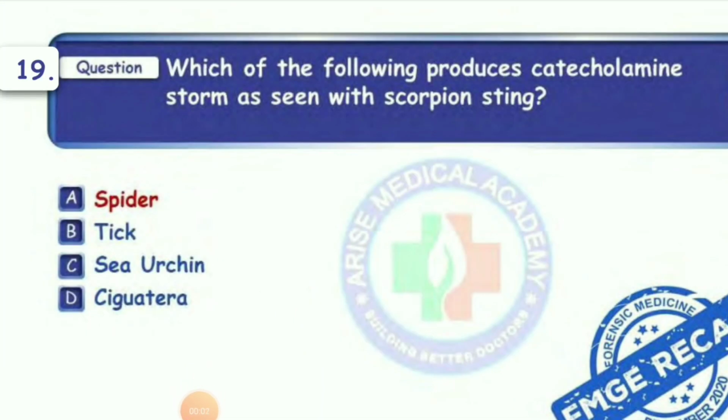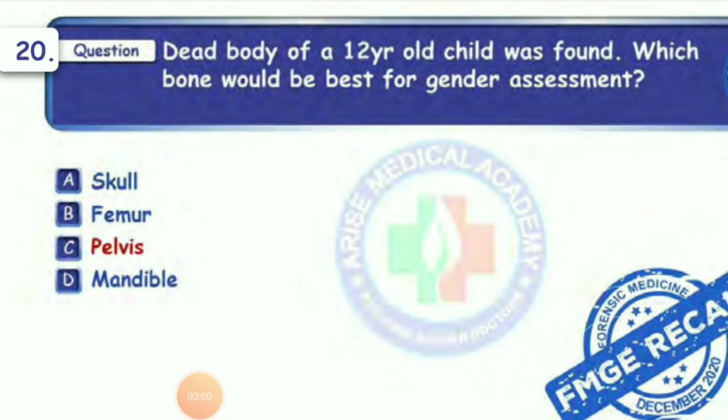Next question. Which of the following produces catecholamine storm as seen with scorpion sting? Options are spider, tick, sea urchin, and ciguatera. The answer is spider.